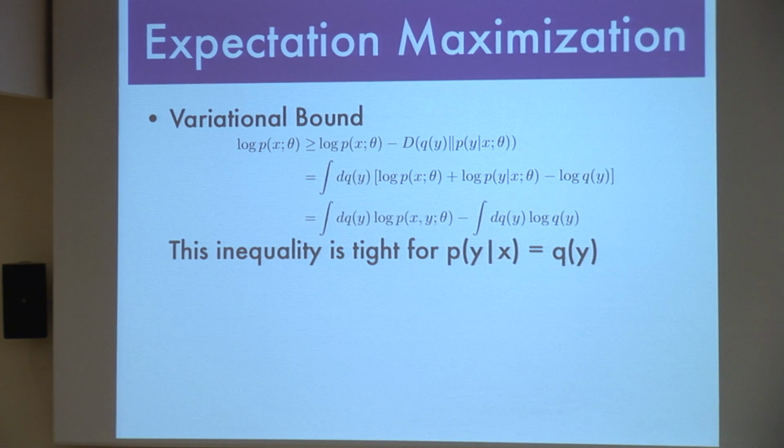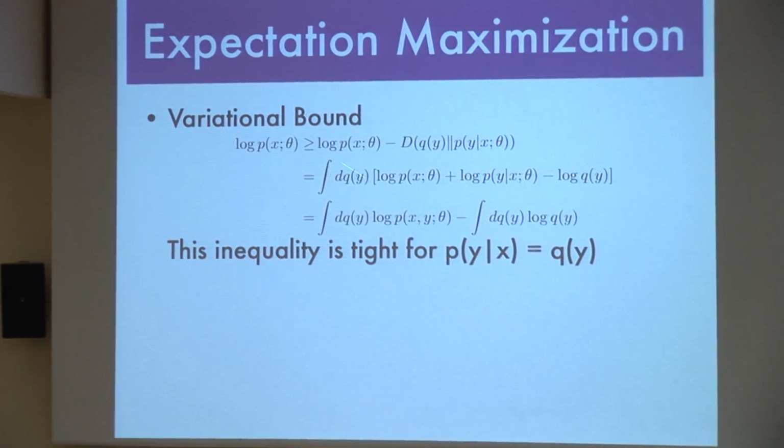So what that means is I can just go and pick some q. I now maximize this expression here with respect to theta, because that one doesn't really depend on theta. I then recompute q, and I keep on iterating between those two things. And that's EM.